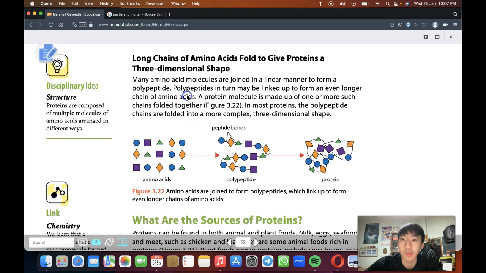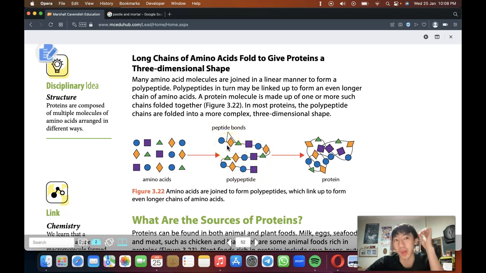Okay, so long chains of amino acids fold to give protein a 3-dimensional shape. Many amino acid molecules are joined in a linear manner to form a polypeptide. The word poly means many, and peptide means peptides, so many peptides. Why? Because when you link amino acids together, you have what you call a peptide bond between them. So that's why it's called a polypeptide.